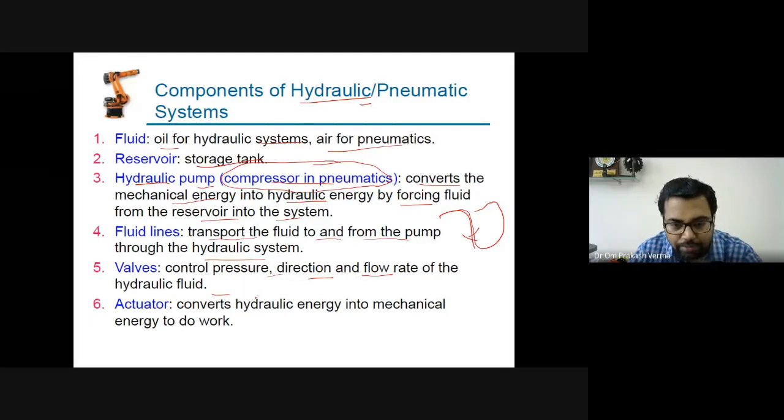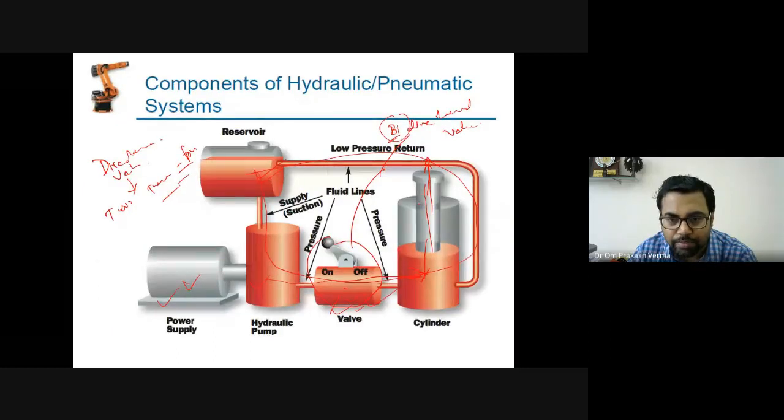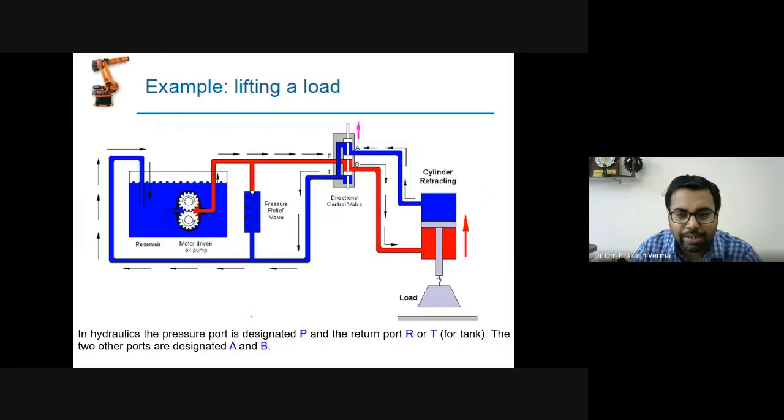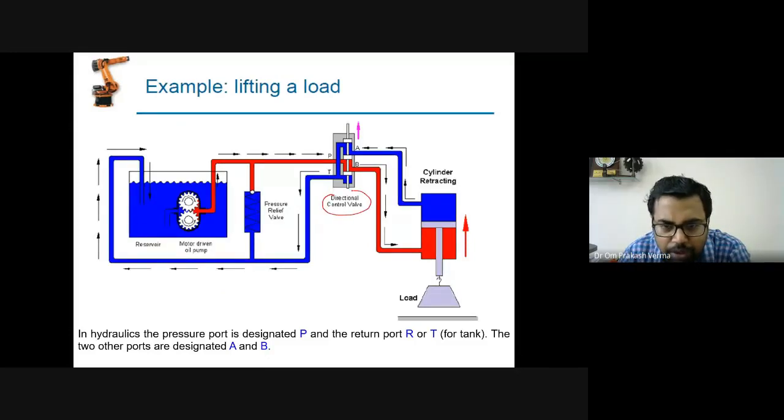Next one, the actuator. This is the actuator, right? So what is the use of the actuator? The actuator will convert the hydraulic energy into mechanical energy, right? So you can see here, this one is a directional control valve. With the help of this control valve, this whole hydraulic system is going to work.